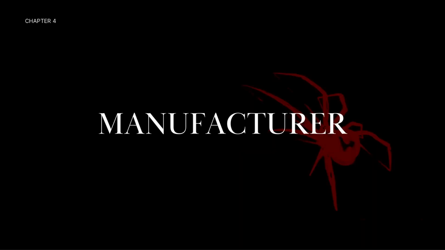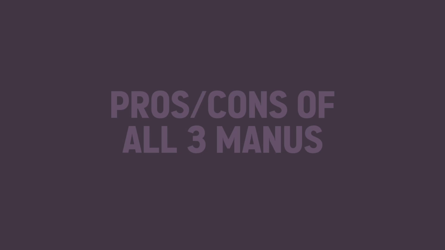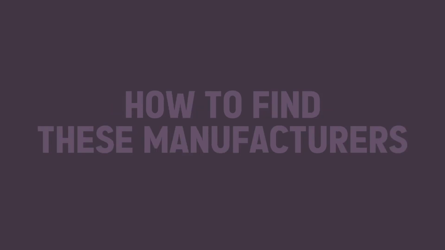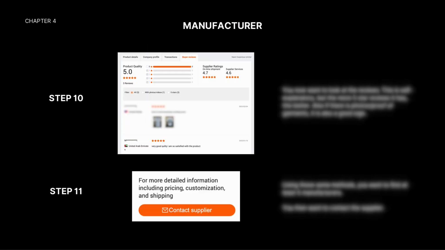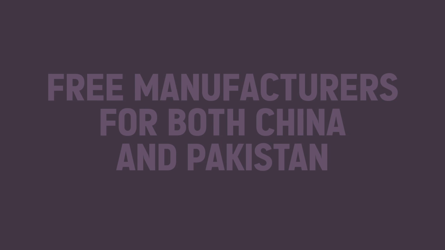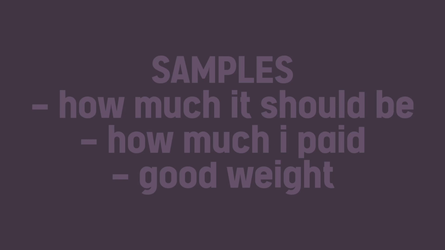Chapter 4 is manufacturers, and in this chapter I explain the pros and cons of local Pakistan and Chinese manufacturers. I also explain how to find these manufacturers, and again I explain it as if I'm explaining it to a kid. I also give you guys free Chinese and Pakistan manufacturers, and I also explain how much I personally paid for my samples. So I pretty much go over everything. I explain the sample prices, a good price, a good weight for your garment, everything.